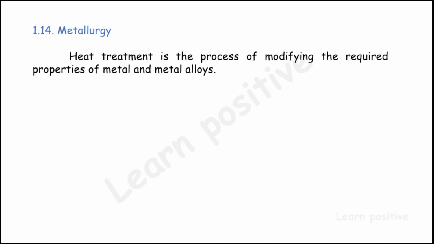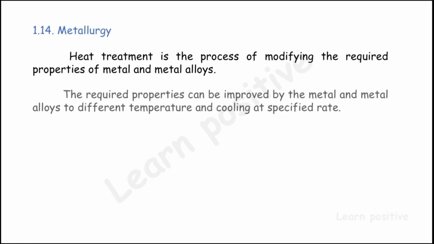Heat treatment is the process of modifying the required property of a metal or metal alloy. We use the heat treatment process to modify the property of the metal or the metal alloy, and the required property is improved by heating it, changing its temperature, and cooling it rapidly at a specific rate. This kind of process is otherwise known as allotropy of iron.